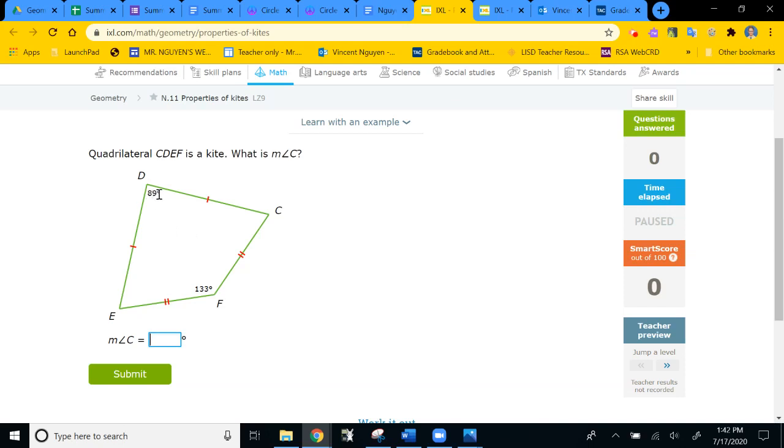Anyway, this is the tail, and that's the head, and these are the wings, right? So it is a kite because the arms are equal and the legs are equal. So I'm going to say it's a kite. Oh, they're telling me it's a kite. Duh. They're asking me for angle C.